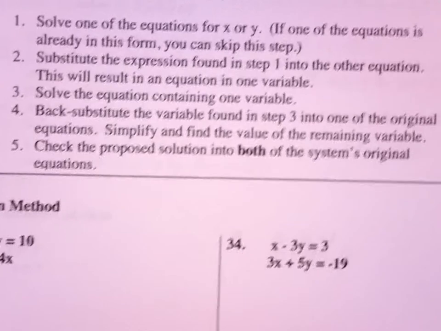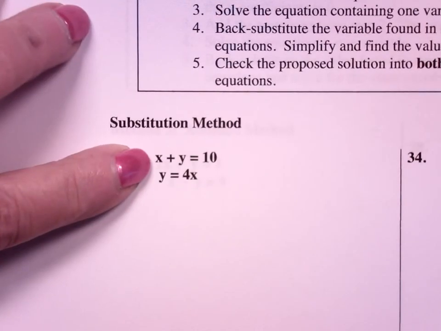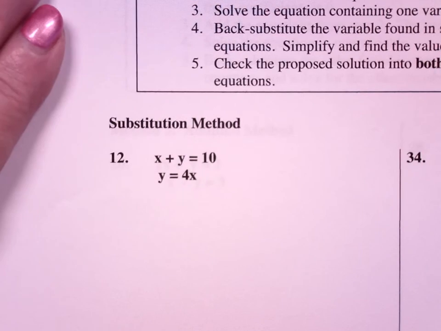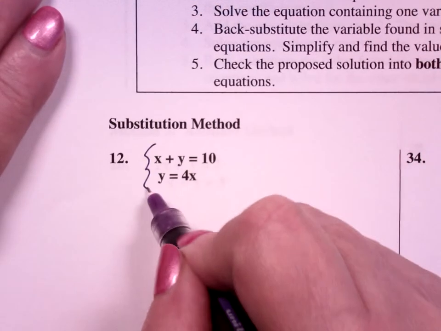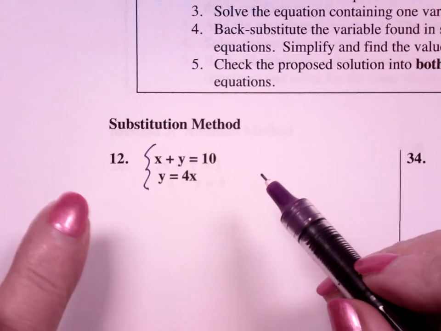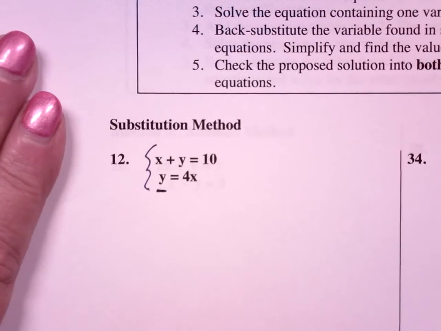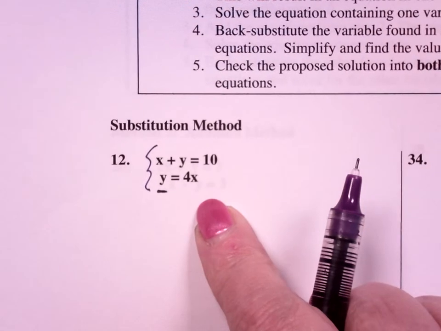So what it's saying is this. If I had this system of equations and I wanted to solve that system, substitution says solve one of the two equations for y. This is already solved for y. It says y equals 4x.